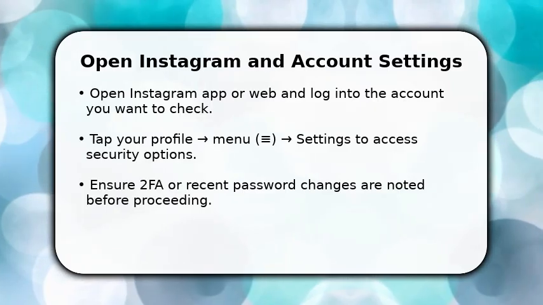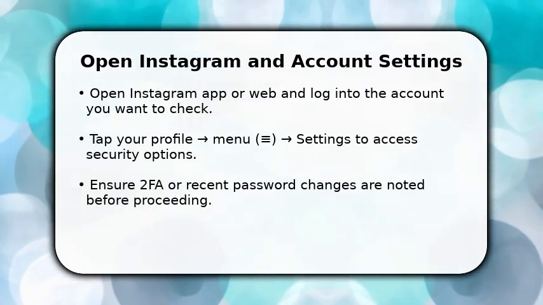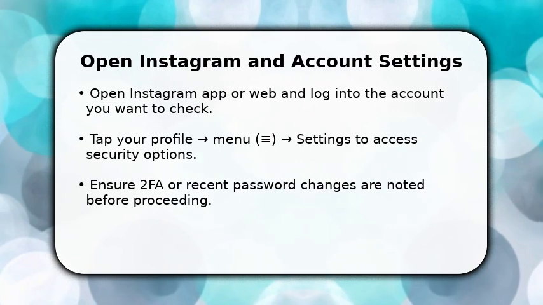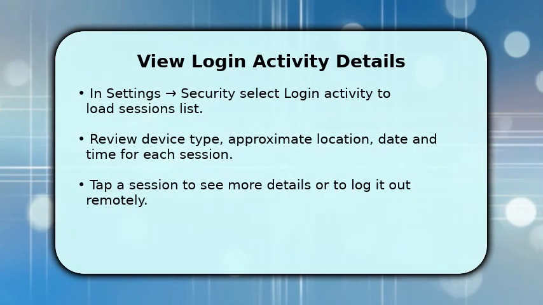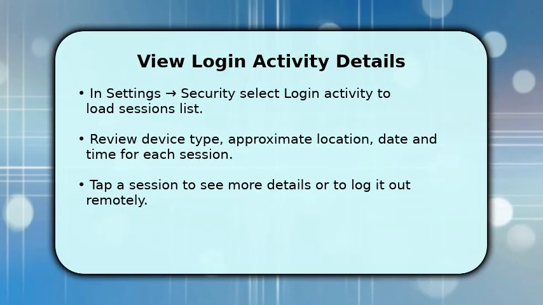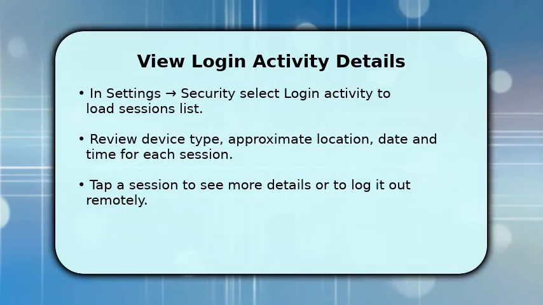Now that you're in Settings, move to Security to view login activity. That's the next step to examine devices and locations. You'll now open Security and tap Login Activity. Instagram displays a list of sessions sorted by recency.